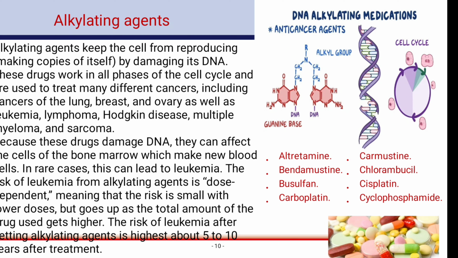Because these drugs damage DNA, they can affect the cells of the bone marrow, which make new blood cells. In rare cases, this can lead to leukemia. The risk of leukemia from alkylating agents is dose dependent, meaning that the risk is small with a lower dose but goes up as the total amount of drug used gets higher. The risk of leukemia after getting alkylating agents is highest about 5 to 10 years after treatment.